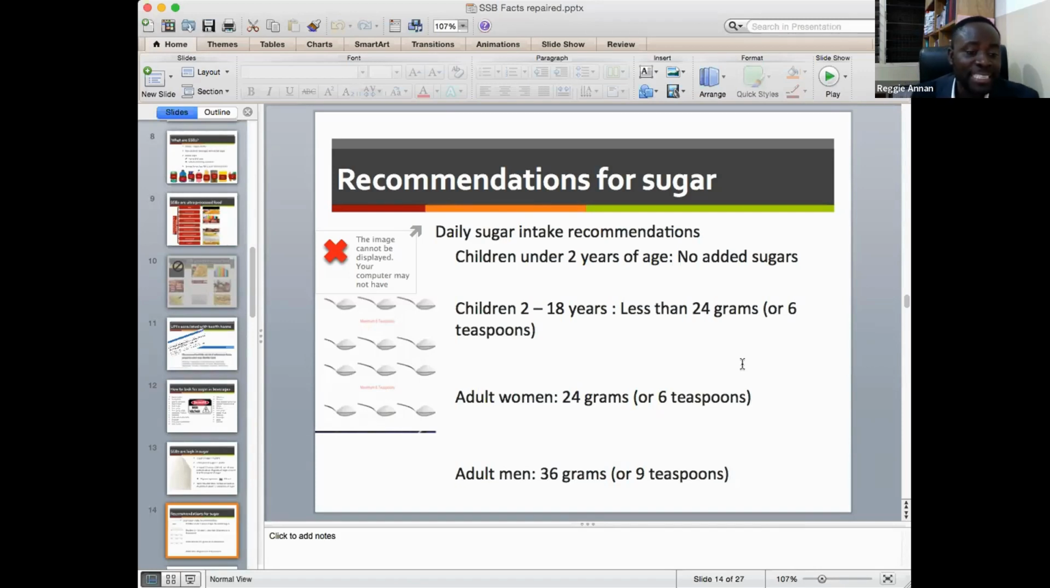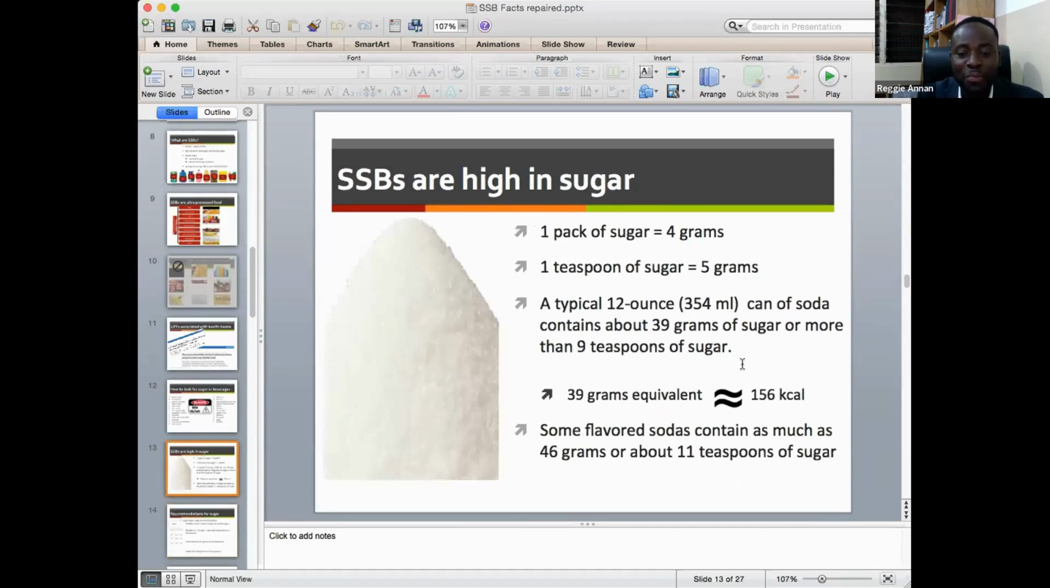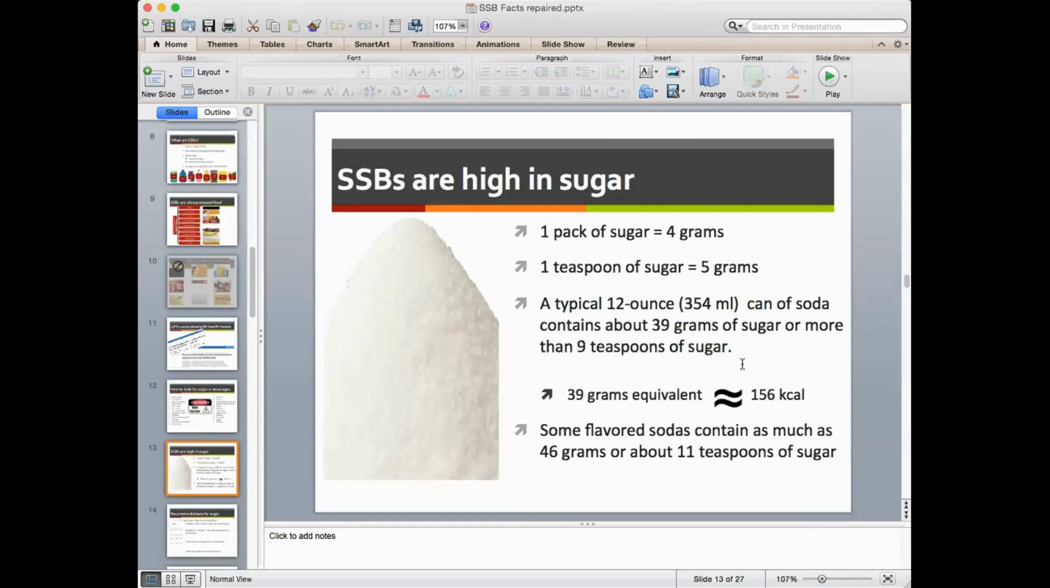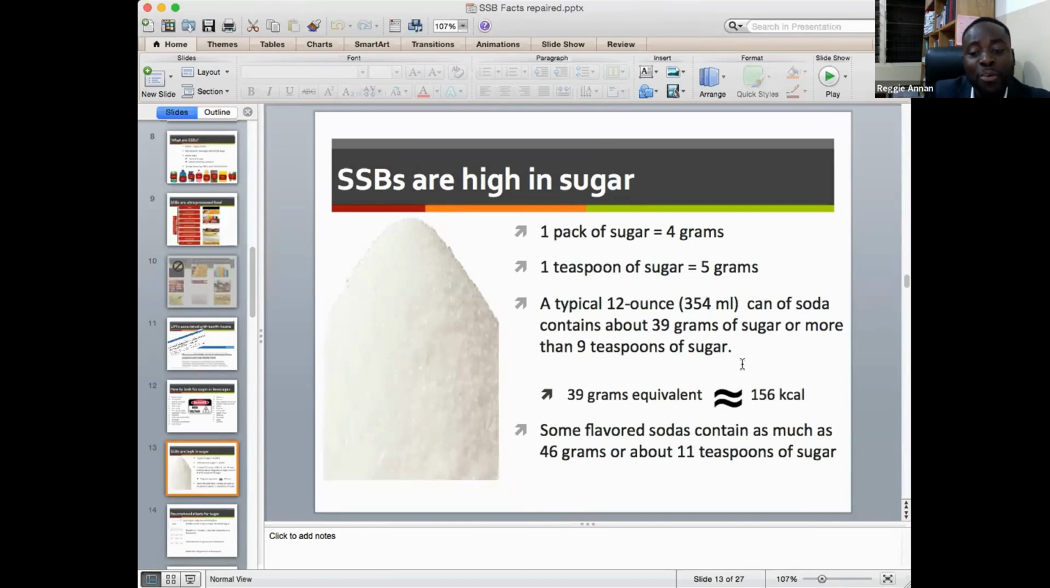Now, if you look at the examples of the drinks that I mentioned, you will see that just one small can of a soda or a juice or one of these sugar sweetened beverages is providing 1.5 times the recommendations for sugar for an adult woman. And if the person goes for 2, 3, or 4 in the course of the day, then the person is getting much more than the recommendations.